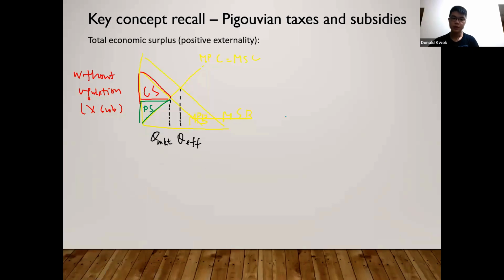And again, we also need to take into account the total external benefit here, right? Which is simply the sum of the marginal external benefit until the market quantity, okay? The sum of the vertical distances between the two benefit curves. So this parallelogram would be the total external benefit.